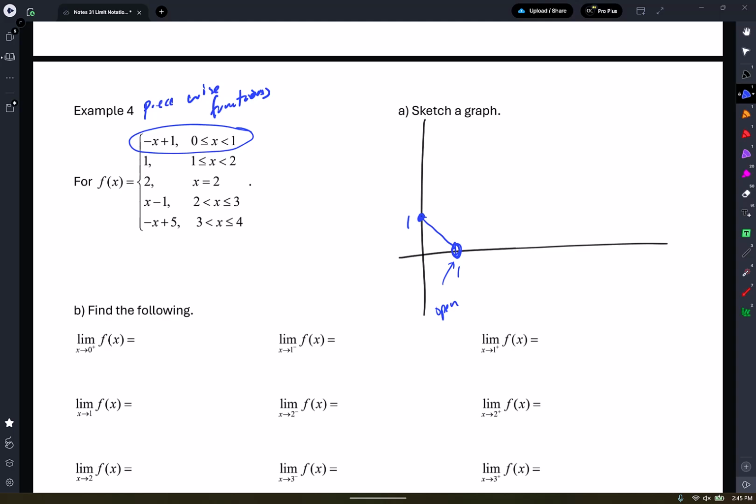Is everyone okay? I'm gonna put this one in burnt orange. Go Longhorns. It tells me that between 1 and 2, my y value is always 1. So here's 1, and here's 2, the x value of 2. And my y value is always 1. So there it is, and that's open.